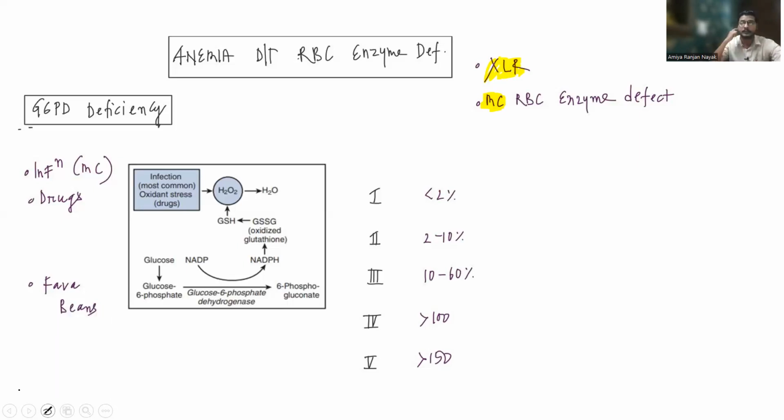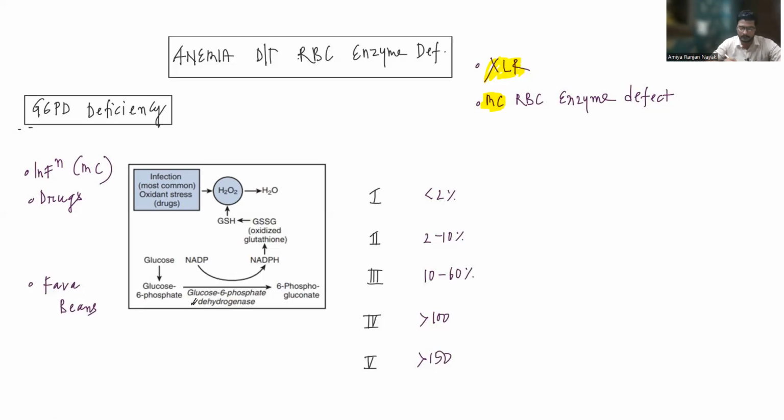We have discussed previously that there are three important pathways that RBCs use very efficiently. The first pathway we discussed is the HMP shunt pathway, or hexose monophosphate shunt pathway. The second is the methemoglobin reductase pathway, and the third was the Luebering-Rapoport pathway. Okay, so G6PD, glucose 6-phosphate dehydrogenase, has a role in the pentose phosphate pathway, or the hexose monophosphate shunt pathway.